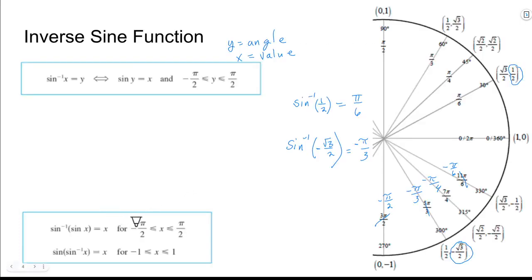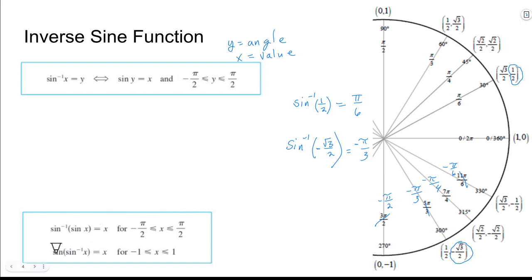So one of the things you see is that when you take the inverse sine of sine of x, it will undo itself, so we get back to x. This will happen as long as you restrict x, because it's going into the sine function first. To get the proper values, you have to restrict x to being between negative pi over 2 and pi over 2.